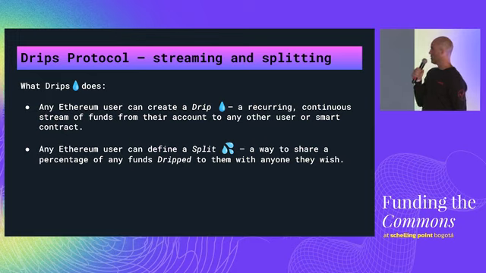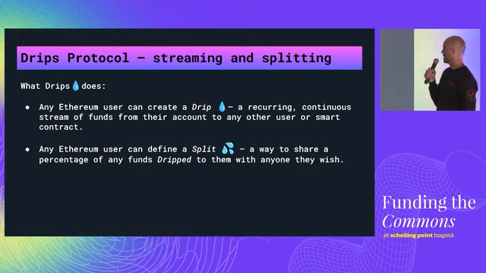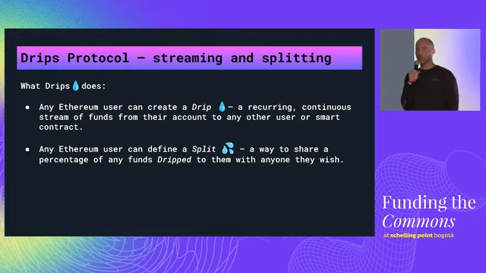So the first thing we did was build an Ethereum protocol that allows what you could think of as recurring payments, but in Web3 they're really streaming payments. These are essentially monthly continuous payments from one Ethereum user to another. We felt that was a fundamental building block for a Patreon style model of support, or a crowdsourced model of support. So that's the first thing that DRIPS does. Any user can create a DRIP, which is a recurring continuous stream of funds from their account to any other user or smart contract.